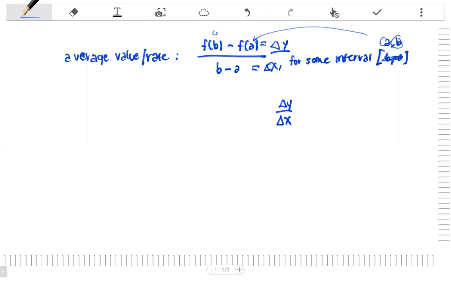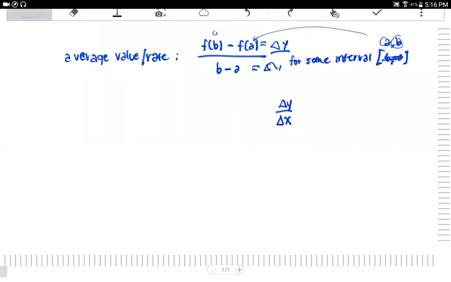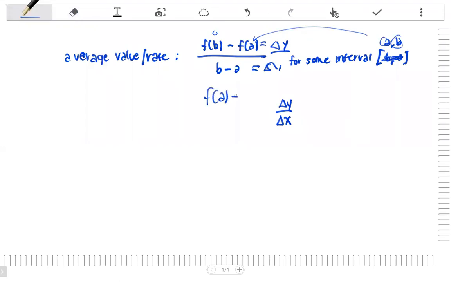Pretty simple, right? I have a question. Yeah? Does the order affect the answer? Yes, the order does affect the answer. So if you put f of a minus f of b... I mean, it actually doesn't, if you switch both of them. So if you do f of a minus f of b over a minus b, then you'll still get the same answer as this.